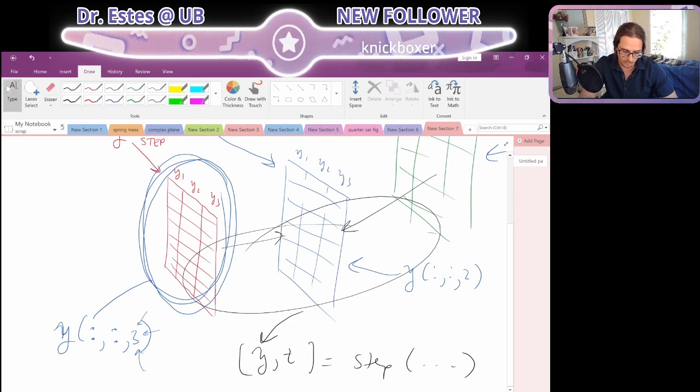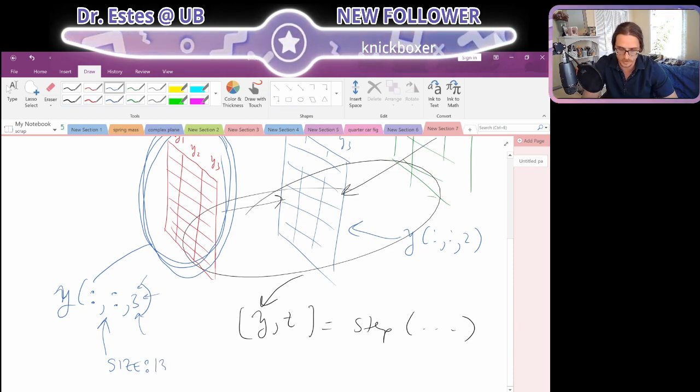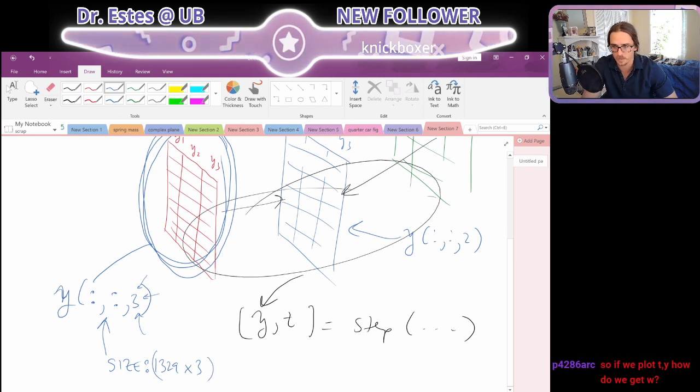So when you run this command, like you said, the size of this is 1329 by 3, right? Because it's got 3 columns. So if we plot TY, how do we get W?